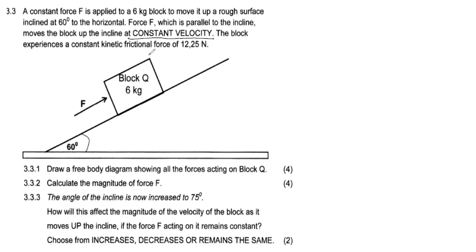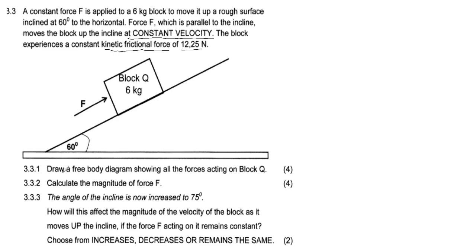Note that. So we already know at this point that when we see the word constant velocity, it simply means that our acceleration is 0 meters per second squared. The block experiences a constant kinetic frictional force of 12.25 newtons. And then we can see our diagram here.